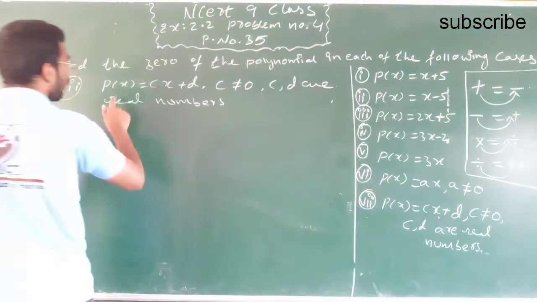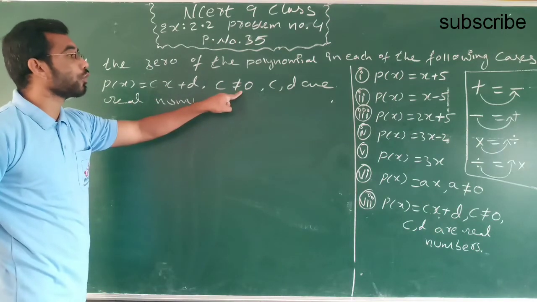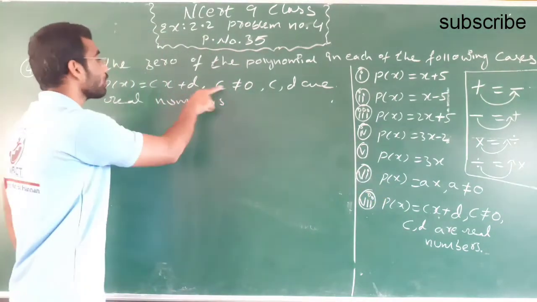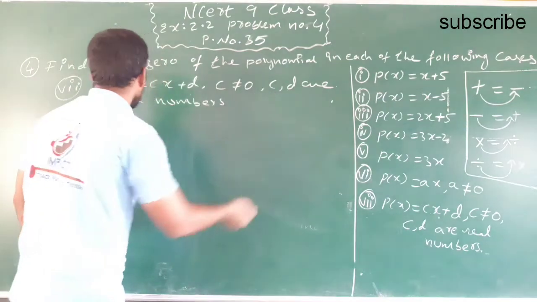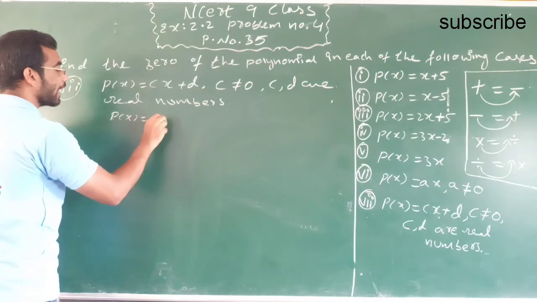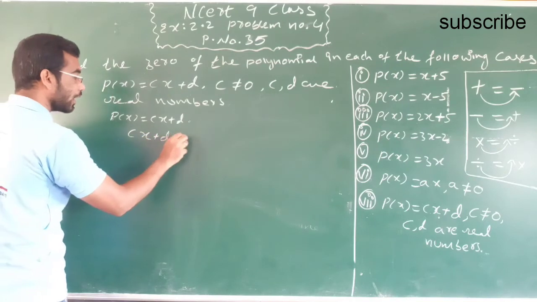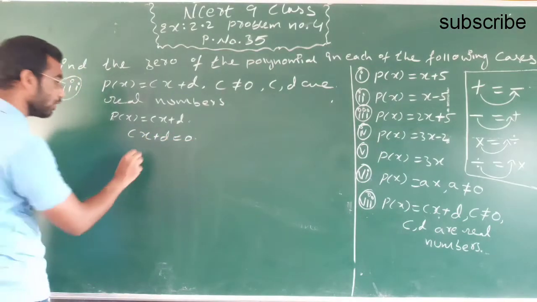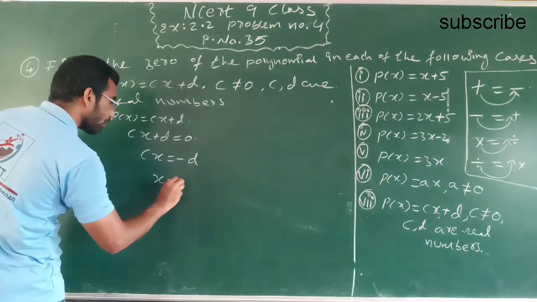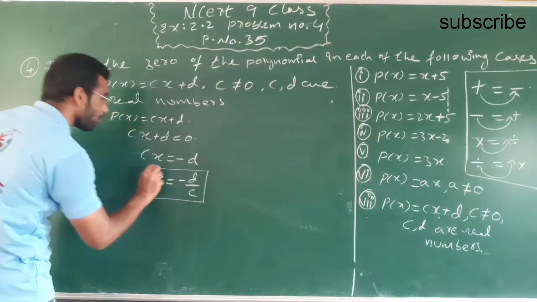See, in the question it is saying P of x is equal to Cx plus D. C should not be equal to 0, as in the sixth question. Here it is making you confused. Again, C comma D are real numbers. We will solve P of x equal to Cx plus D. Now Cx plus D is equal to 0. Cx is equal to minus D. X is equal to minus D by C.